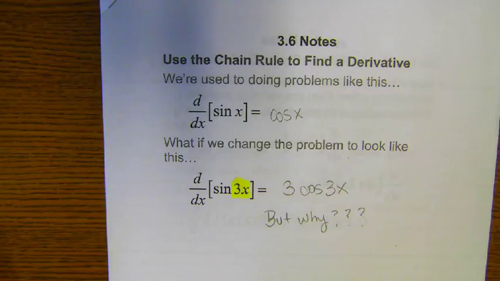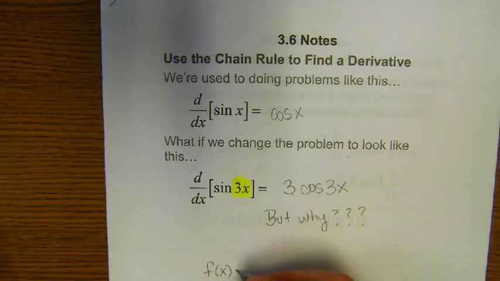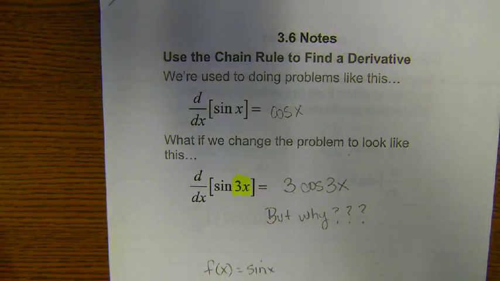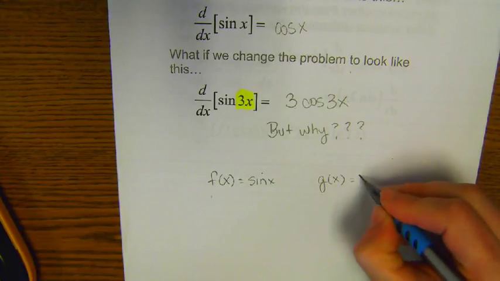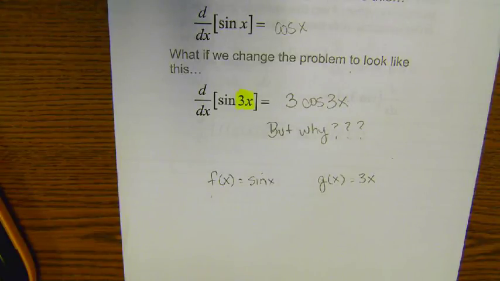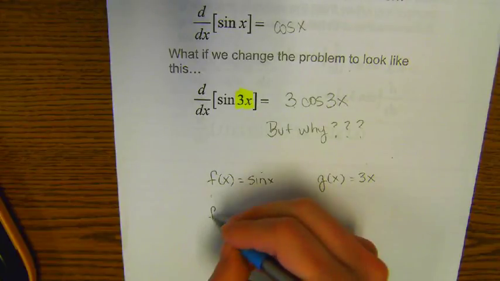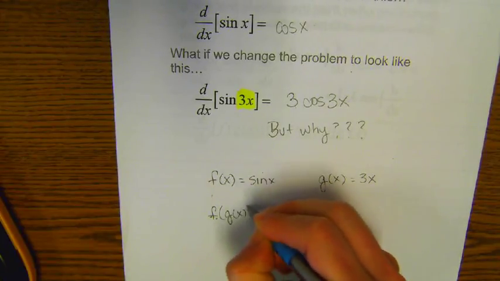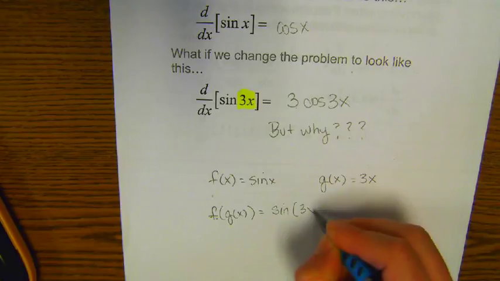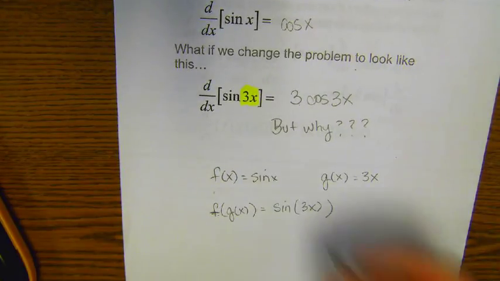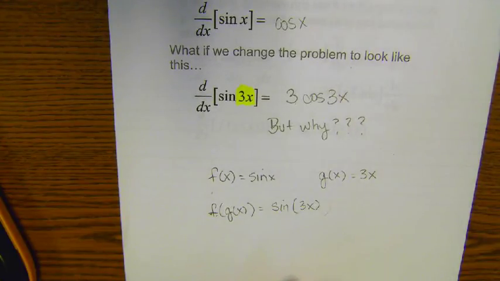okay? So if I wanted to, what I could write was that f of x is sine of x, okay? And g of x is 3x. So then, wouldn't f of g of x be the sine of 3x? Okay. Are you following me so far? That really this is a composition of functions?